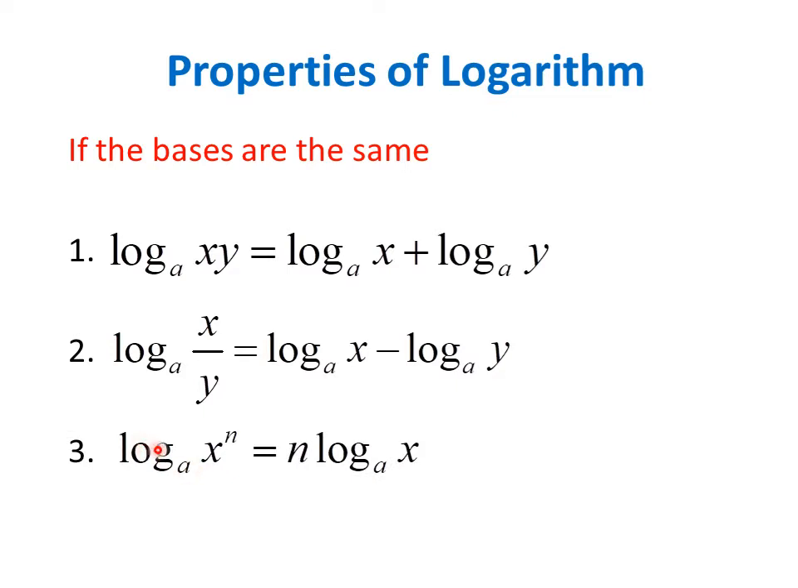Next, log to the base a of x to the n is equal to n times log to the base a of x. So we can simplify this expression on the left side by bringing down the exponent of the argument before the logarithm. In other words, we have to multiply the exponent n of the argument by the rest of the expression.